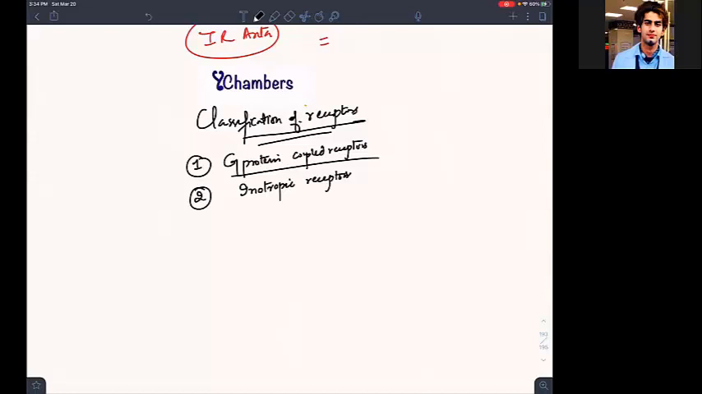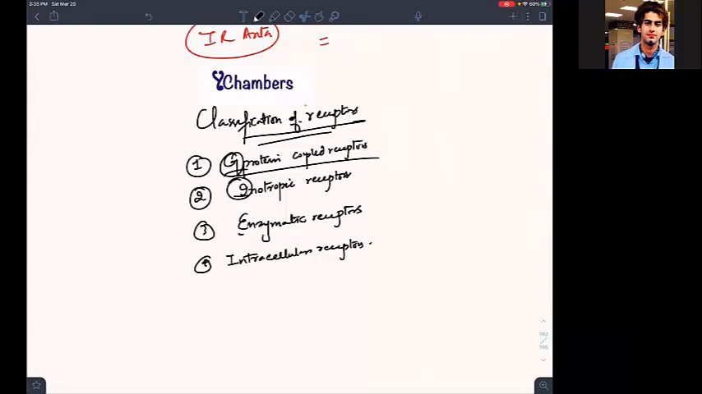The third one is enzymatic receptors, E for enzymatic. And the last one should be intracellular receptors. Now these G protein coupled receptors, you are tackling this every day. I know you have been reading about this a lot.